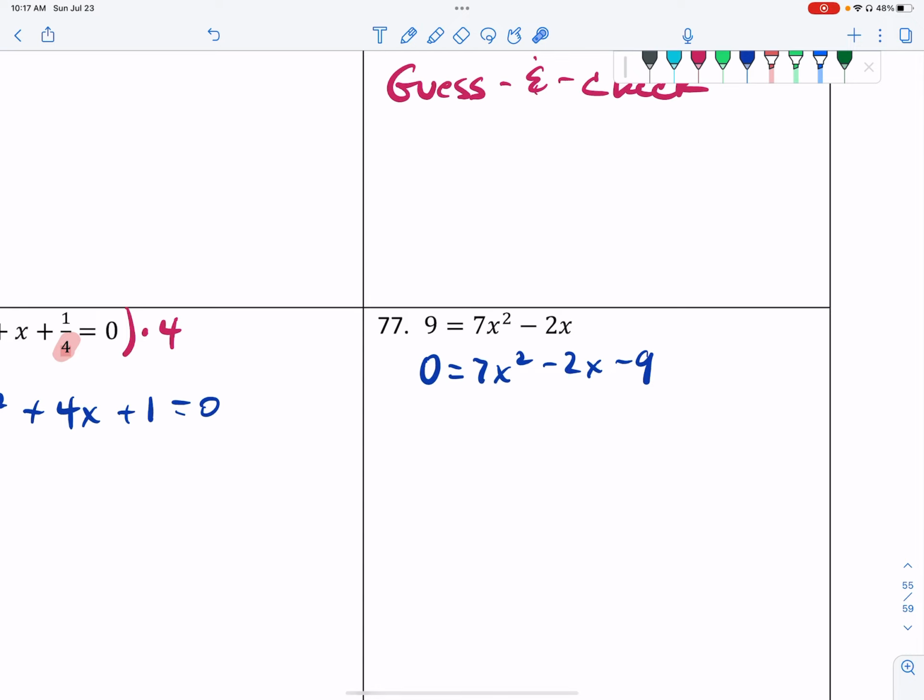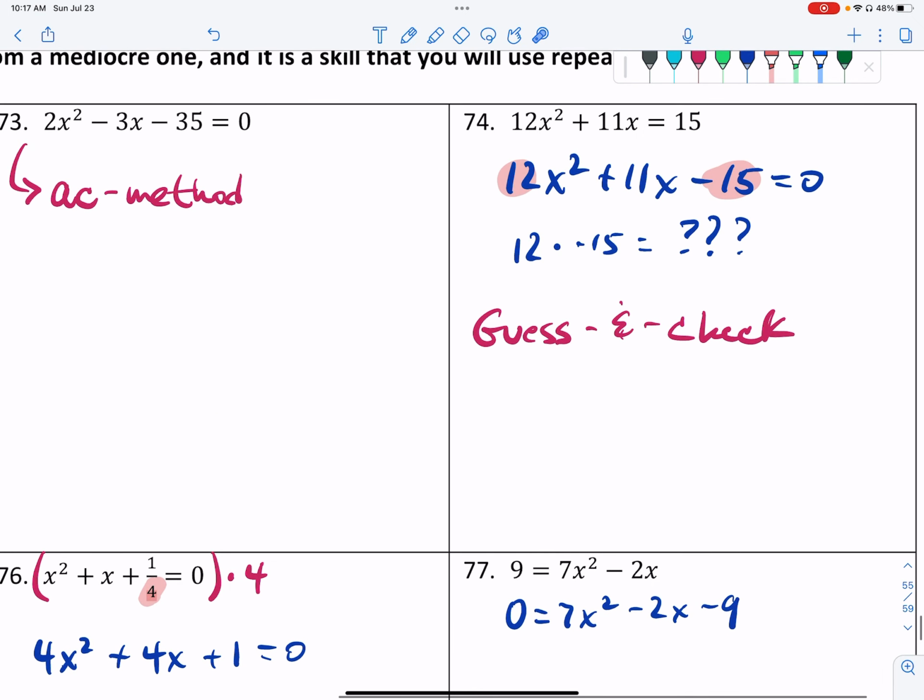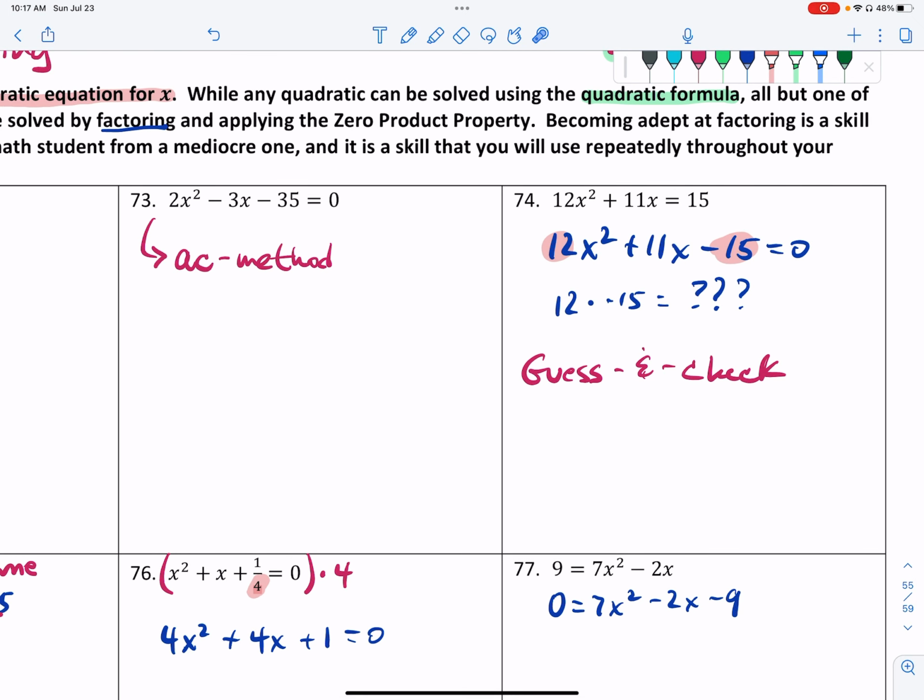It is a quadratic where the leading coefficient is 7, so I'm probably going to use one of two methods that we've talked about. Either the AC method, which would tell me that I need to multiply 7 times negative 9 to get my product, or the guess and check method, where I open up my parentheses and essentially do my FOILing backwards. So give one of those things a try in order to solve question 77.